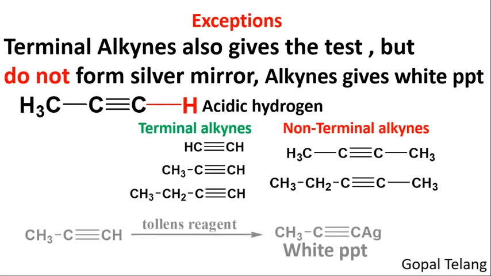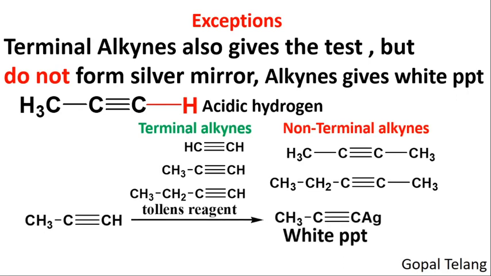And non-terminal alkynes. So when terminal alkynes are treated with Tollens reagent, there is formation of a white precipitate. Remember, there is no reduction of silver ions, there is no formation of a silver mirror, there is no formation of metallic silver, but it gives silver alkynides, which is a white colored precipitate.